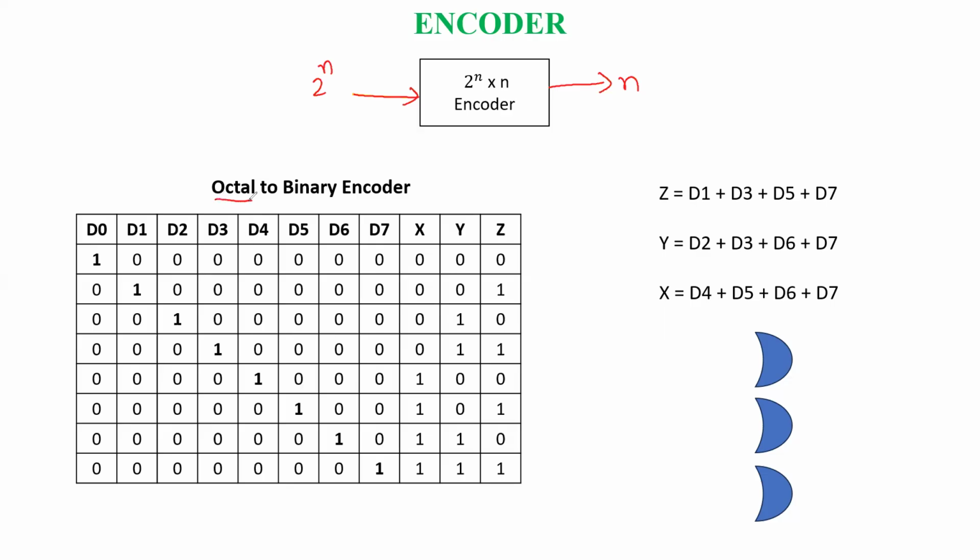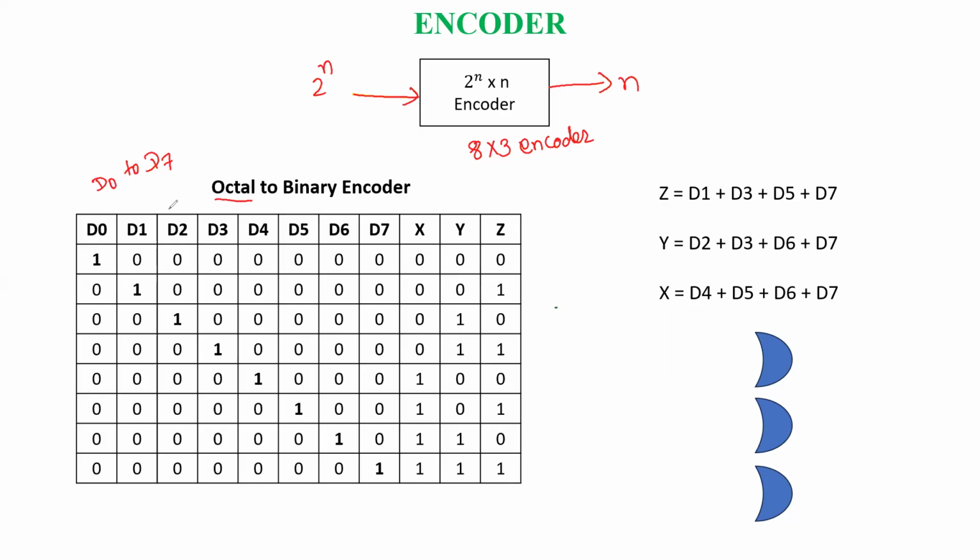Since it is octal, we have the combinations D0 to D7, and it will have binary equivalents. So this is the size of an 8 cross 3 encoder. Here we have 8 inputs and we are going to get 3 outputs. Three outputs means, with the help of 3 bits, again 8 combinations in total. So we have written here from 000 to 7. We are going to see how we obtain such combinations here.